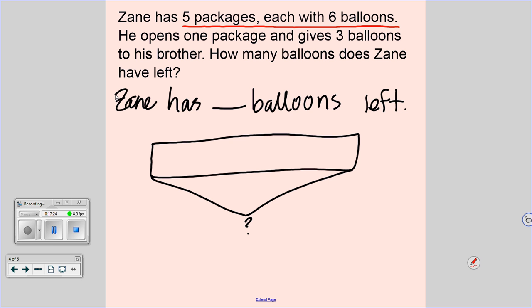You're going to split your bar into 5 packages. Great, and then what? 6 balloons in each. Fantastic. I'm doing that in the same color that I underlined. She said I'm going to split my bar into my 5 packages. 1, 2, 3, 4, 5. And I'm putting 6 balloons in each one.